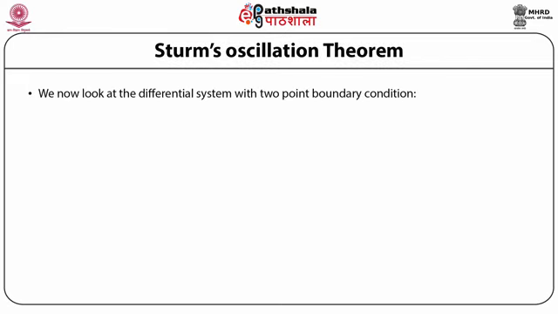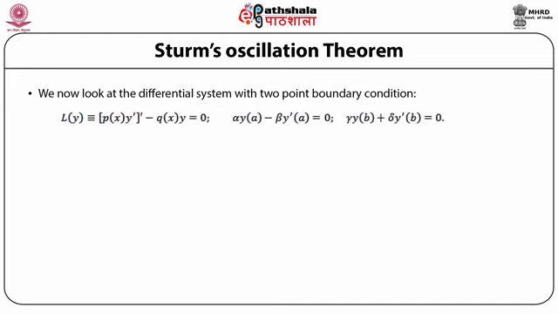We now look at the differential system with two point boundary conditions. L of y is equal to (p of x times y prime)prime minus q of x times y is equal to 0. Alpha times y of a minus beta times y prime of a is equal to 0, and gamma times y of b plus delta times y prime of b is equal to 0. Let us number these equations as 2.